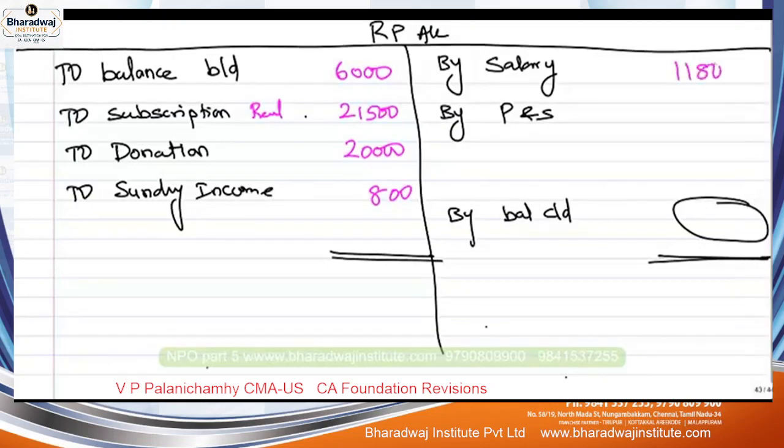Then salary 11,800. Printing and stationery 3,200. Closing balance 33,300. Done now?